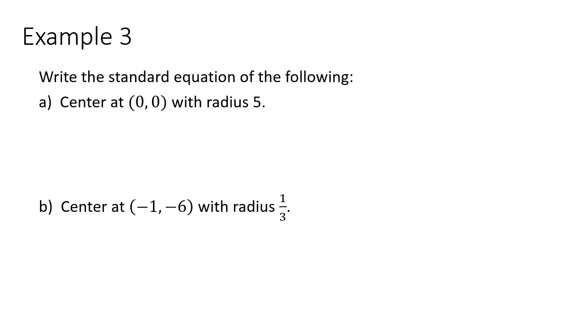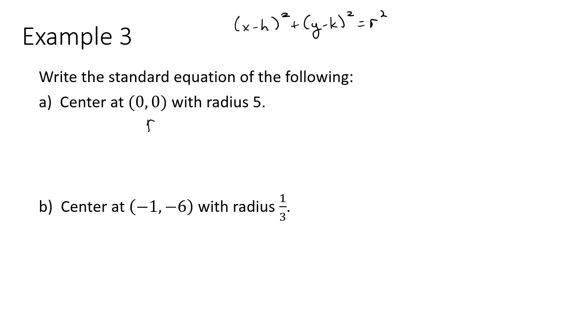For example 3, we're going to work in the other direction. So in example 2, we were given the equation and we were asked to pick out the center and the radius. In example 3, we're going to be given a center and a radius for a desired circle, and we're going to use that to build the equation. And this direction is pretty easy, at least for parts A and B here. We'll see a little bit of a twist on it in just a second. But as long as you know the formula, x minus h quantity squared plus y minus k quantity squared is equal to r squared, you just plug h, k, and r in from the center and the radius respectively.